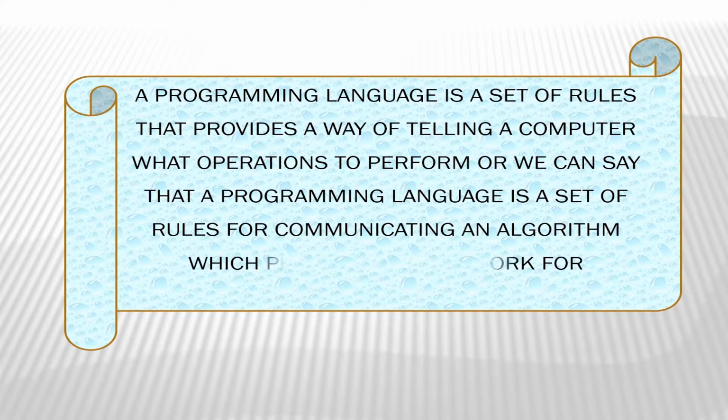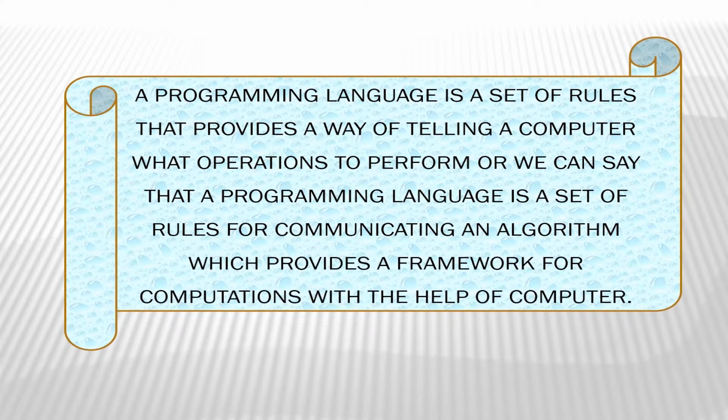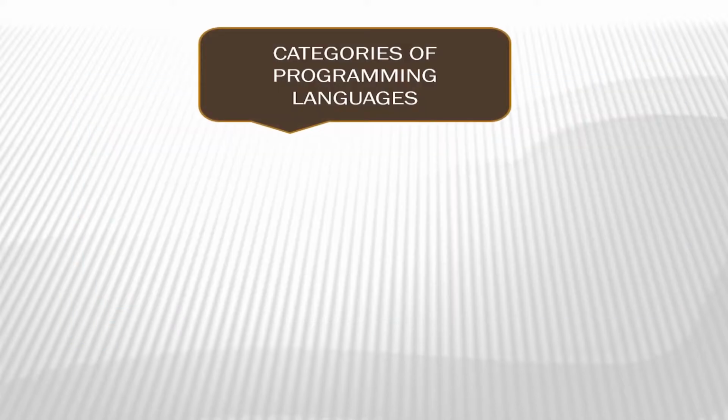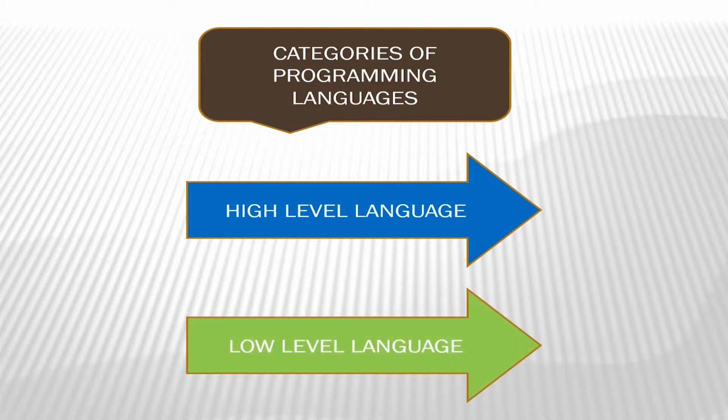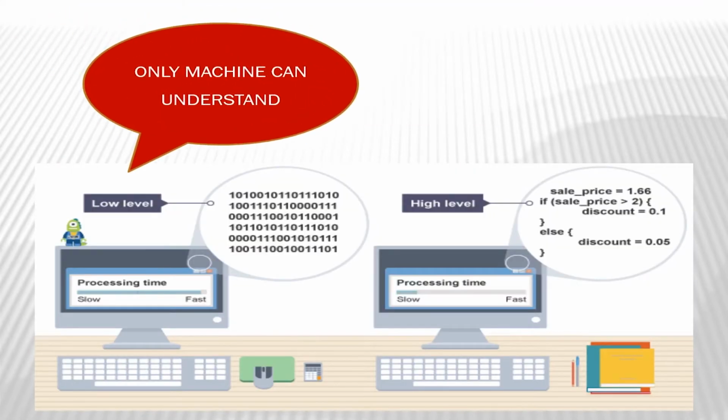To execute a program, we need to give instructions, and these instructions must be written in a way in which computers can understand. For this purpose, various programming languages are used. Programming languages can be divided into two categories: high-level language, in which the user writes a program that is human understandable, and low-level language, in which the machine can understand the program.